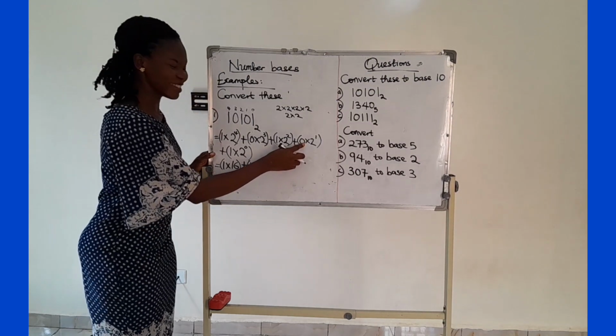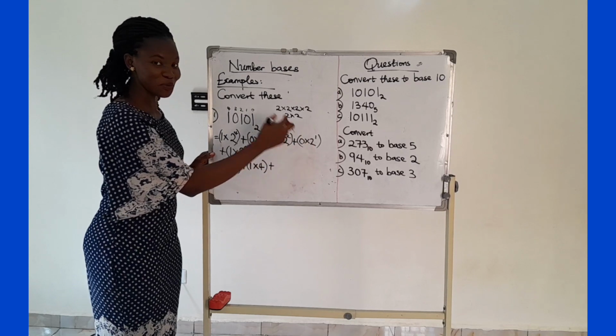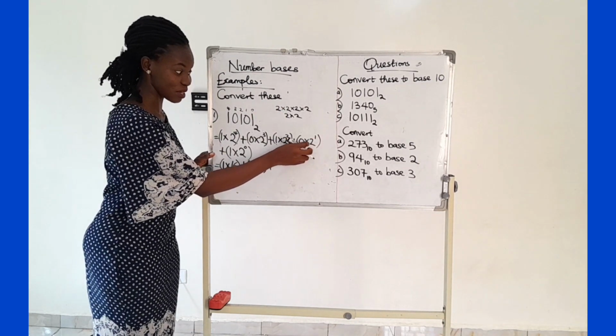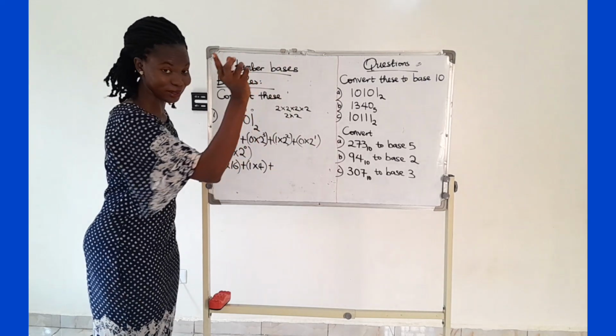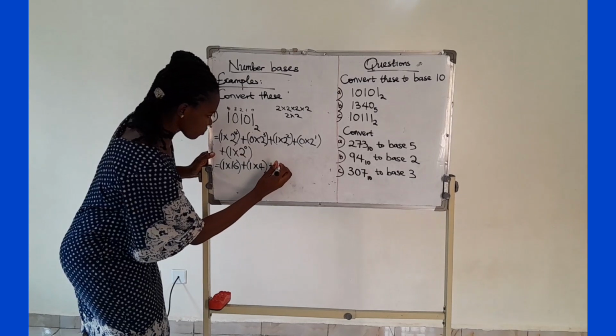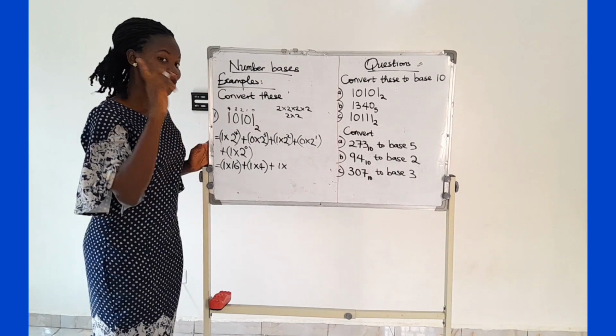Plus, this one is 0. You see it? Like I said here, 0 times anything will give me 0. So even if I do 2 raised to power 1 as 2, if I do 0 times 2, it will still be 0. So I can take it, knock it off. So it's 0. I'll go to this one. 1 times anything raised to power of 0 is equal to 1.